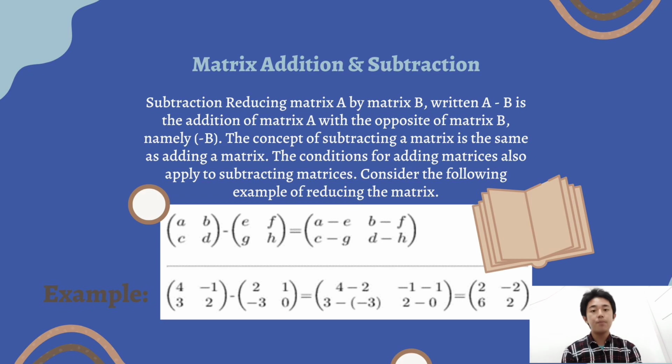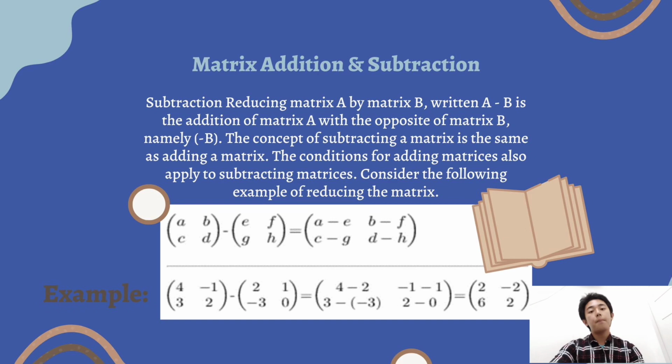So we have an example here that is [4, negative 1; 3, 2] minus a matrix that has [2, 1; negative 3, 0]. We're going to subtract in the same row and the same column. So 4 minus 2, negative 1 minus 1, 3 minus negative 3, 2 minus 0.